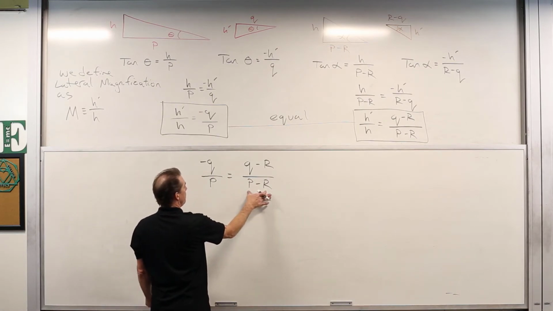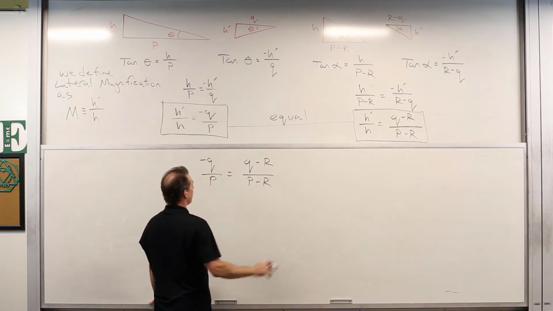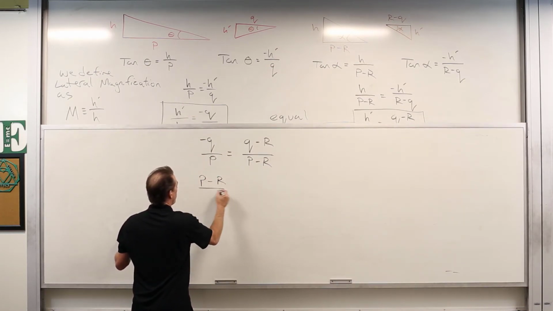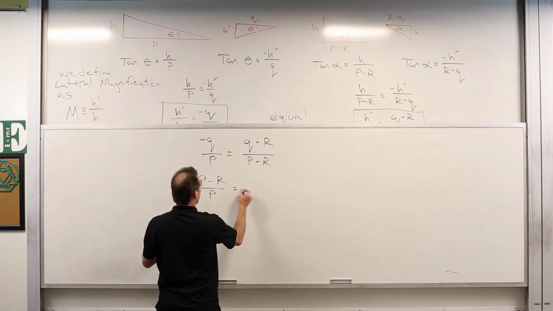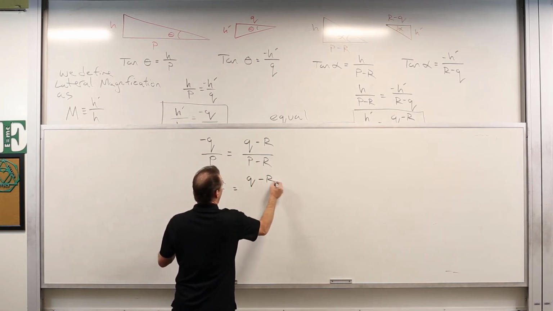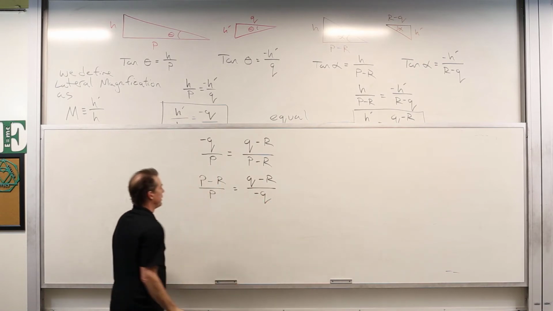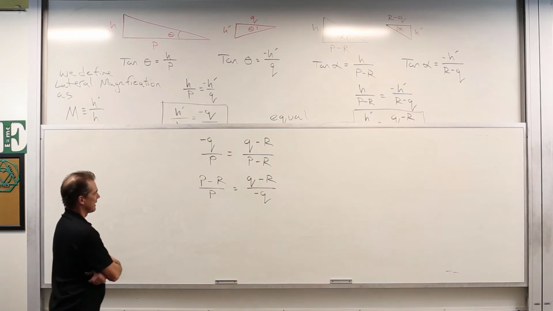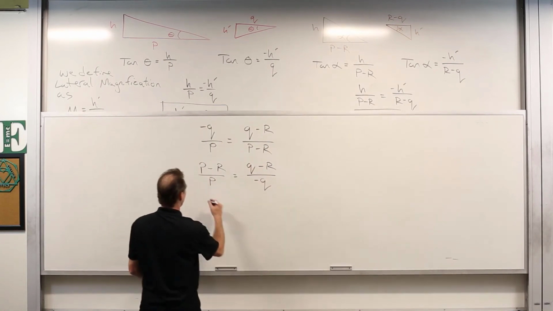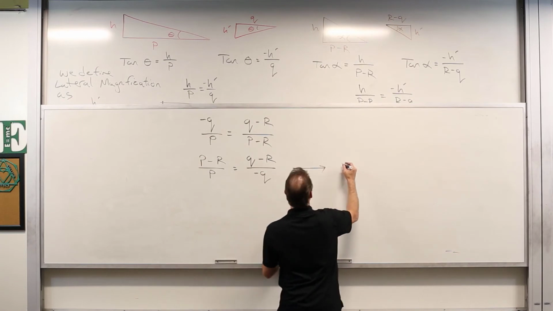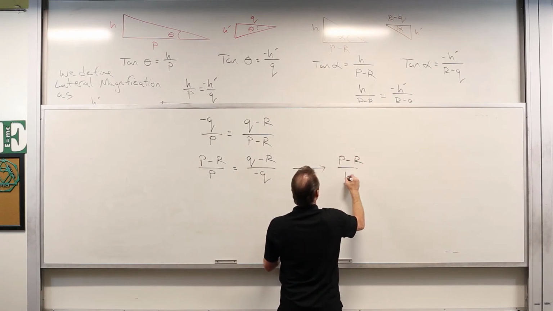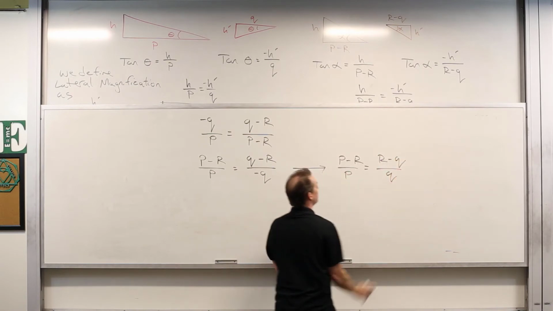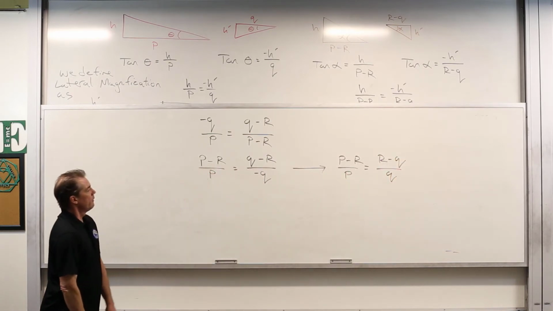How about we take this term, stick it up here, and take this term, stick it down there. So I can write this then as p minus r over p is equal to q minus r over negative q. Well, let's get rid of that negative q down there on the bottom. Kind of expand some things out. So we'll just flip the order of those. And we can write this then as p minus r over p equals r minus q over q. Good, good. What can we do with that now?